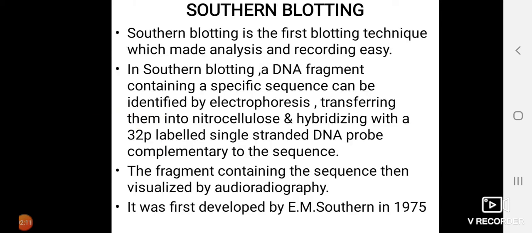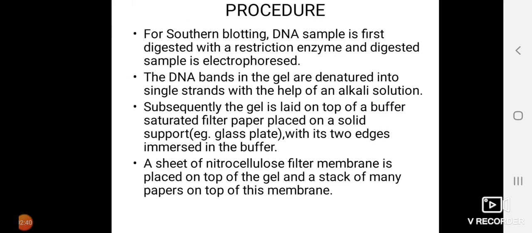Southern blotting is a method for identifying the DNA fragments containing a specific sequence, and that is done by using either DNA or RNA probes, which are labeled with radioactive labeling or fluorescent labeling. So the fragment containing the sequence can be visualized by autoradiography if it is radioactive. It was originally developed by EM Southern, that's why people call it Southern blotting.